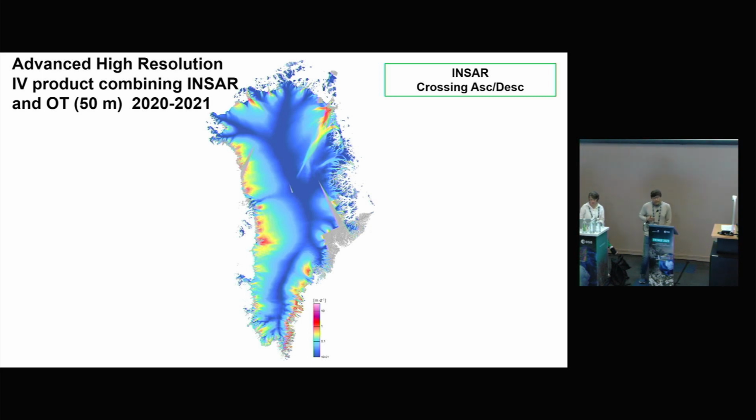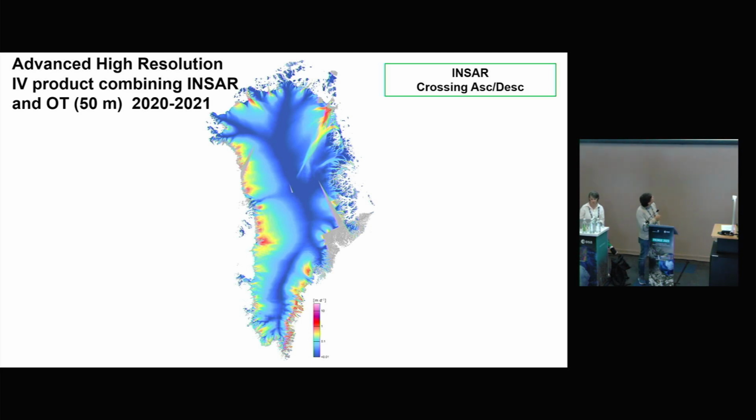And finally, we were coming up with a product, what we have seen like this. It has a much higher resolution. It's 50-meter resolution, and just combining crossing orbits in ascending and descending direction. But still, what are the problems with this product alone? We see here that we still have, although this was a special campaign, some gaps.